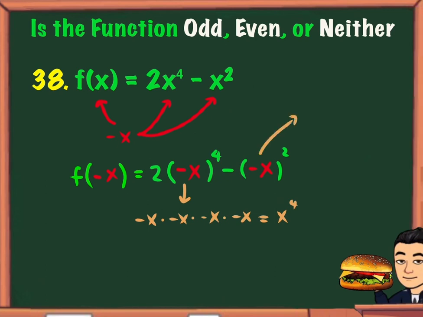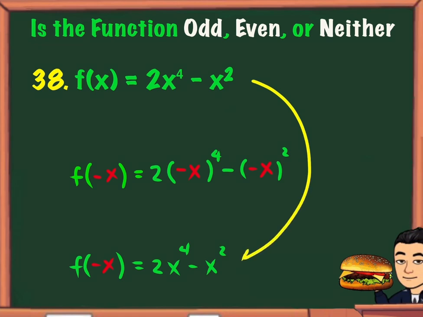And square of negative x is negative x times negative x. This is giving you x squared. So f of negative x is equal to 2x to the 4th power minus x squared. And if you compare that to the original equation, they're the same. So this is an even function.